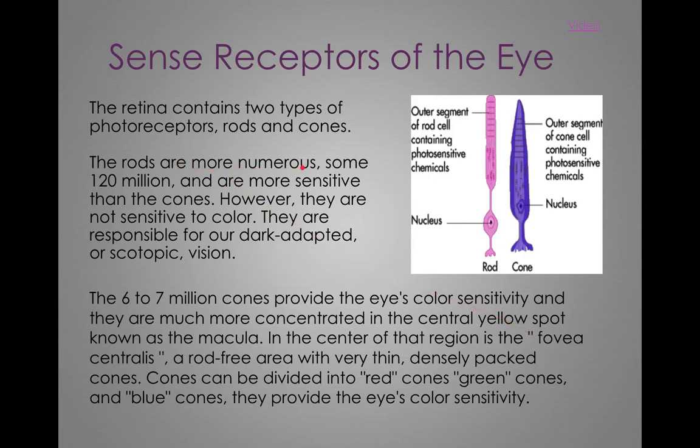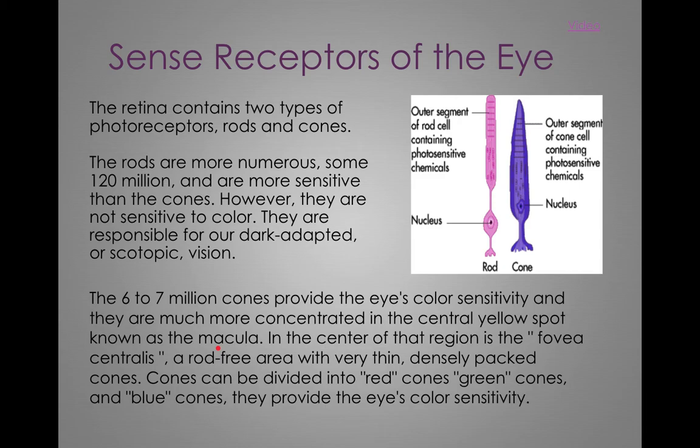Rods are more numerous than cones are, and more sensitive. So for example, at night, our rods, very sensitive in low light, can detect light. Our cones have a very difficult time in low light. So in low light, our color perception is not very good, because our rods are the ones doing the perceiving. There are lots of cones to provide the eye's color sensitivity.